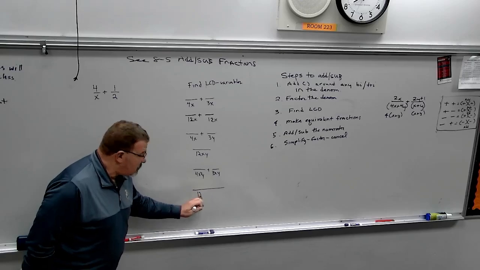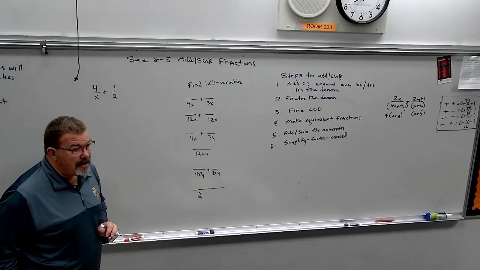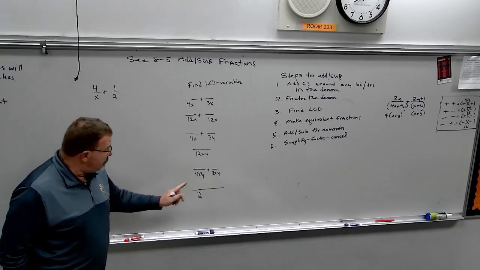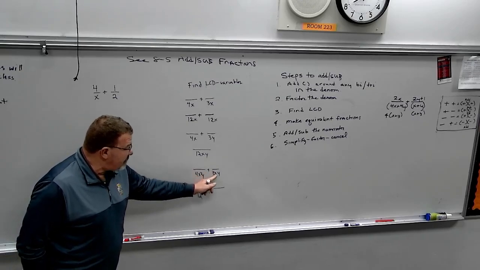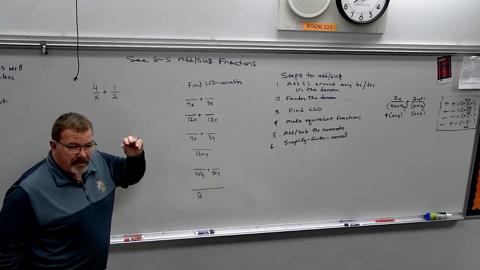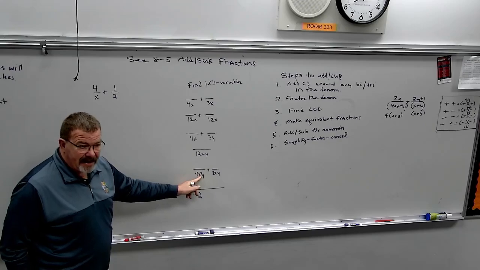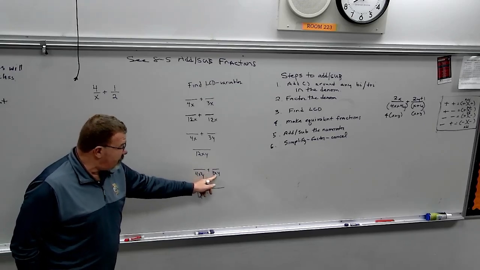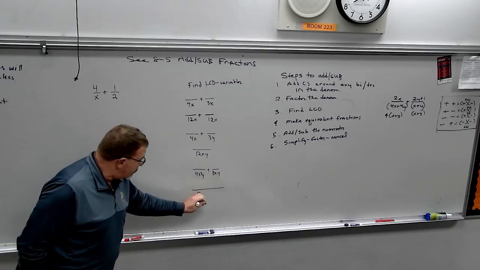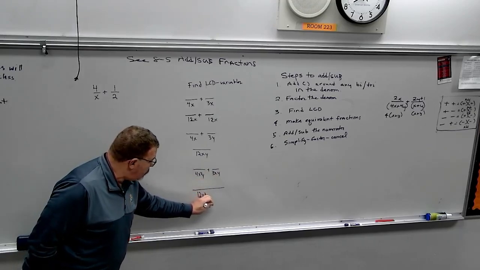12. 12 what? X squared y. Notice that this has 2 of them and this only has 1. So when you're doing LCD with variables, you always pick the highest exponent. If this has 2, then this has to have 2. So it's going to be x squared y.